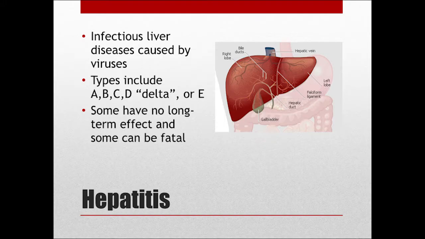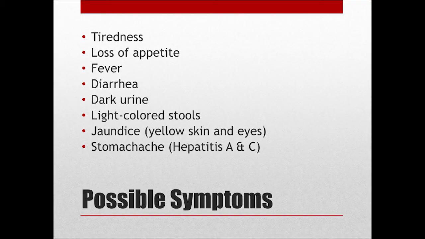We've got all kinds of letters, A, B, C, D, delta factor, and E. We're going to talk about 3 in particular, A, B, and C, today. Possible symptoms for hepatitis include tiredness, loss of appetite, fever, diarrhea, dark urine, light-colored stools, jaundice, and then stomach ache for hepatitis A and C.